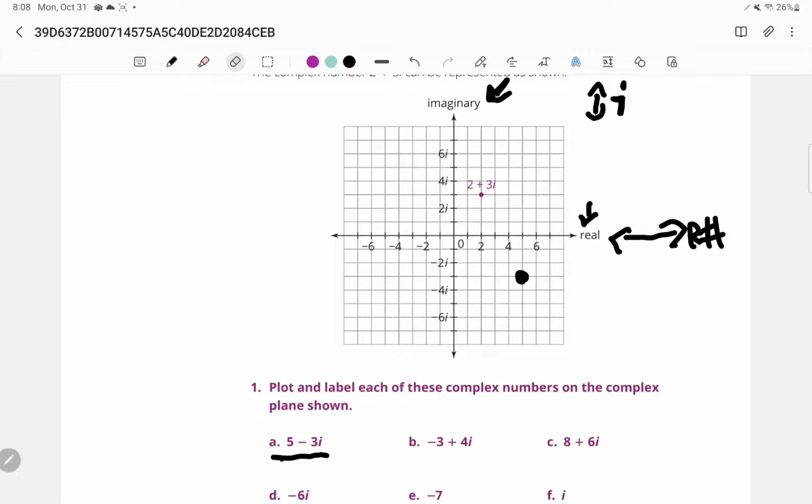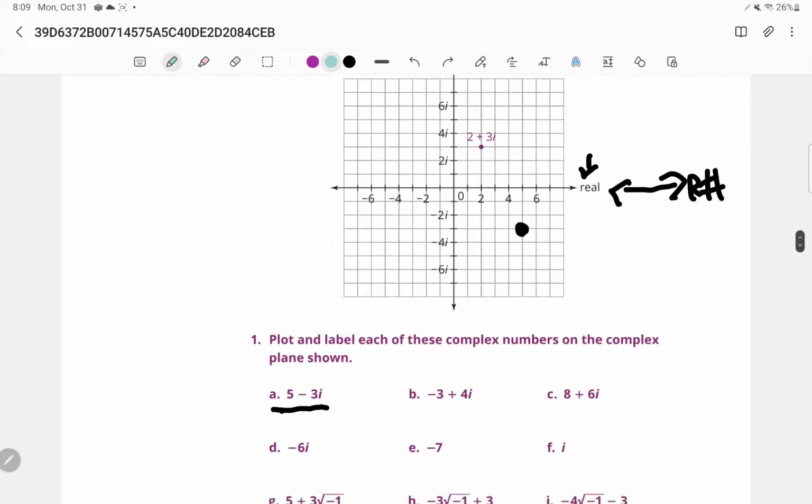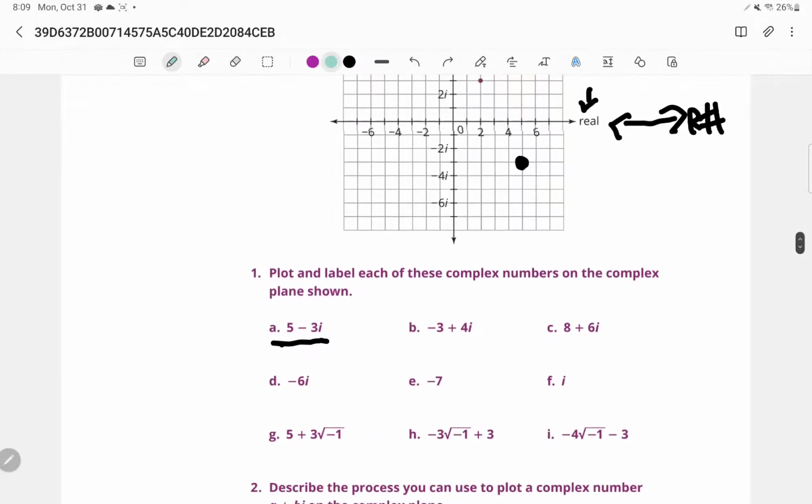I care where I'm actually going to end up. So I know I'm going to go 5, and I'm going to show you by doing a different color. I start from the origin, 1, 2, 3, 4, 5, and then negative 3i, 1, 2, 3, and that's why I end up right there. So that's literally all you have to do whenever it comes to plotting a point. And it's going to be really easy on the handout. Literally, that's all you have to do.